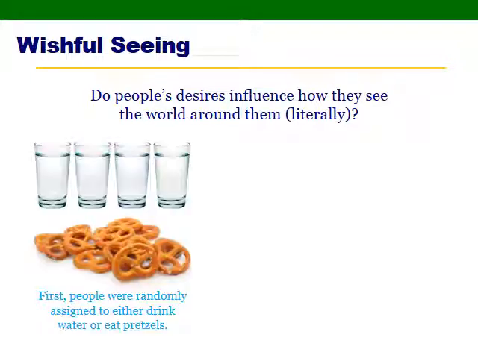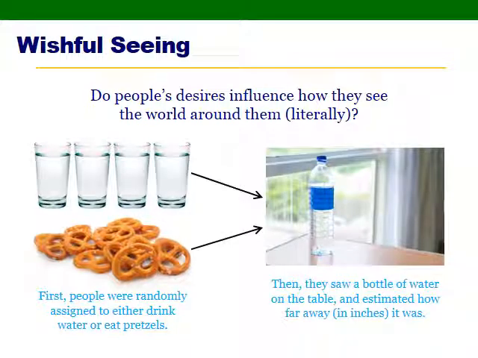In this particular study, they brought students into the laboratory, and each student was asked to do one of two things. Some students were asked to drink a bunch of water, meaning they weren't thirsty at all. The other group was asked to eat a bunch of pretzels, which likely made them very thirsty. So the researchers created two groups of students, one group that was thirsty and one group that wasn't.